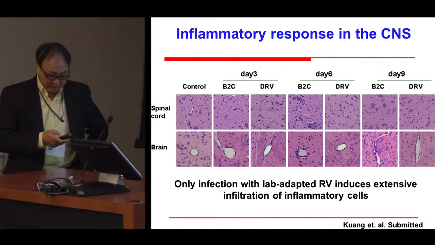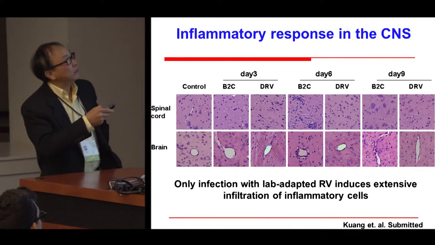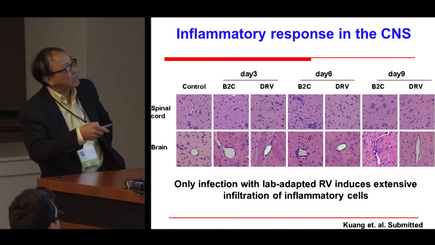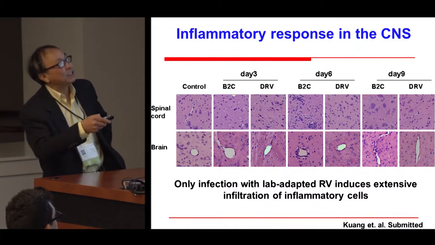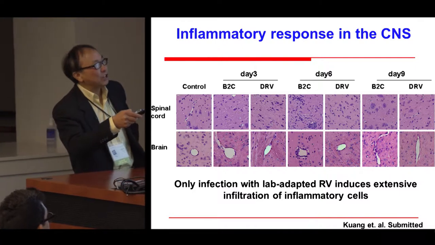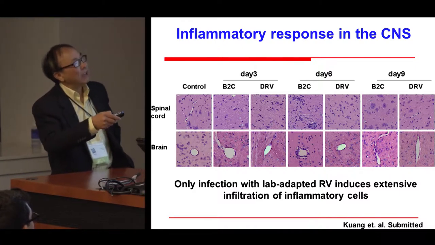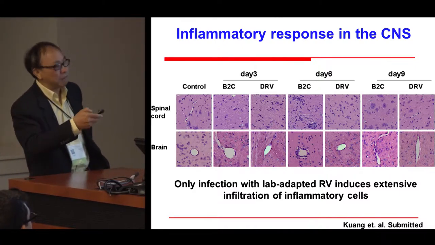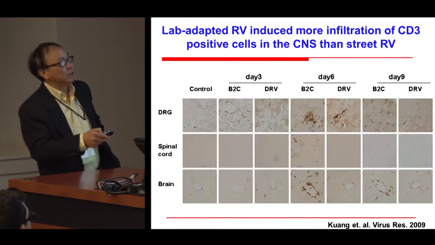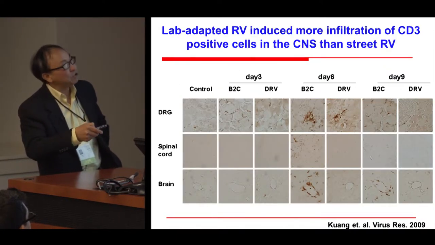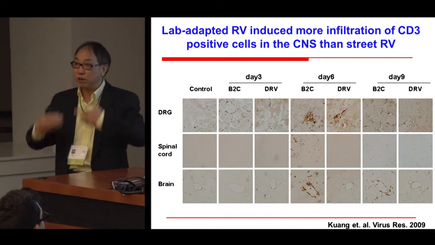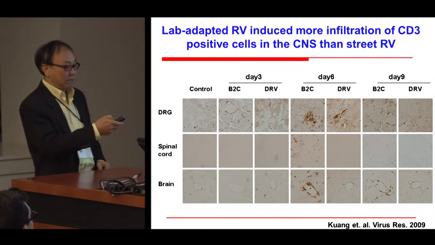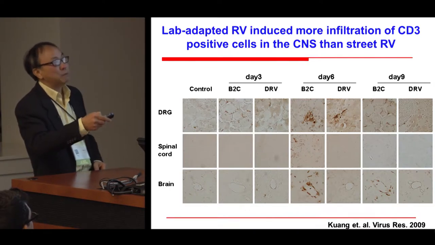So look at the animals infected with either lab adapted or wild type viruses. You can see here that at D6 again, the lab adapted viruses induce a lot more infiltration of inflammatory cells. You can see here by immunocytochemistry that you see more infiltration of cells from the periphery to the CNS by the lab adapted virus, not by the wild type virus.